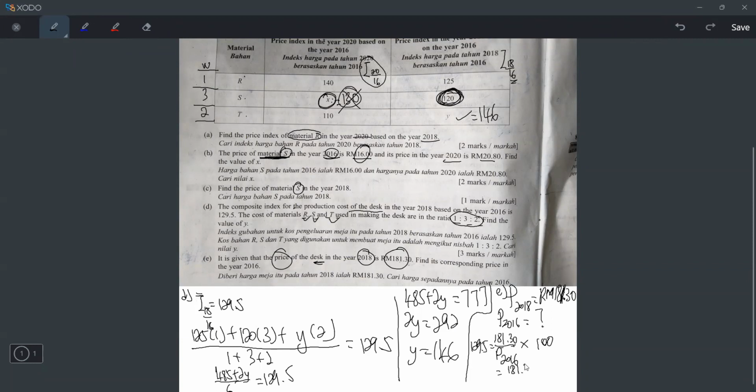So how to find the price in 2016? First, I will move the 100. So 181.30 over price in 2016 times 100. You can divide 129.5 by 100, which is 1.295. Then I switch places, so price 2016 equals 181.3 over 1.295. So the answer is 140. RM 140.